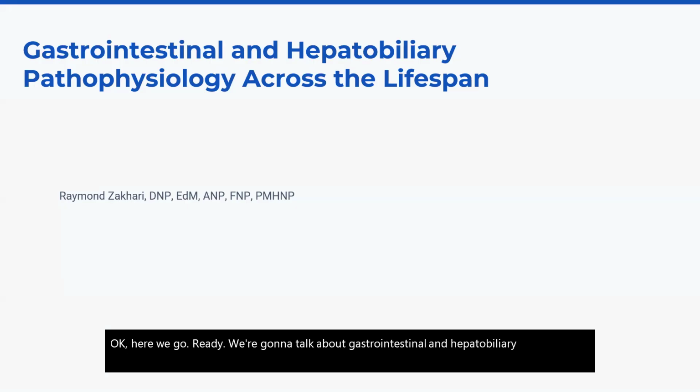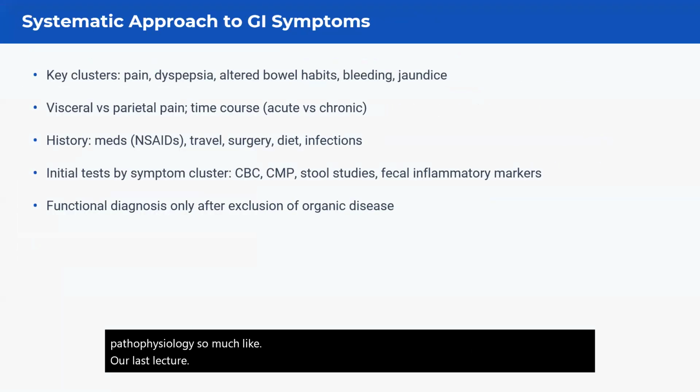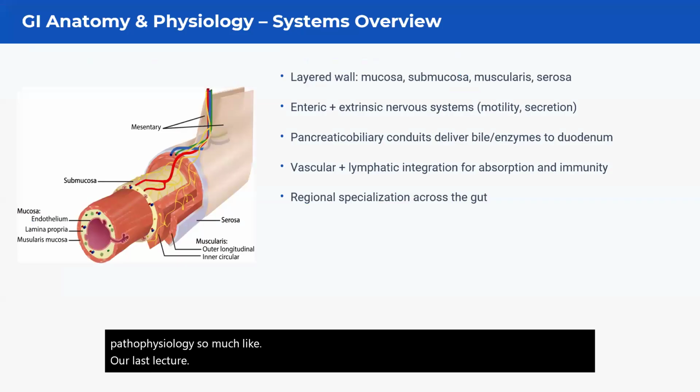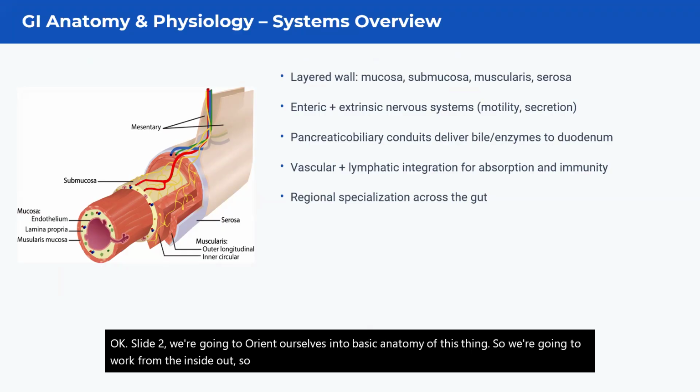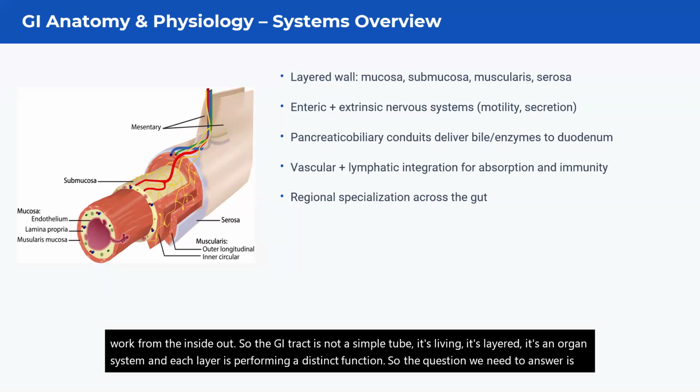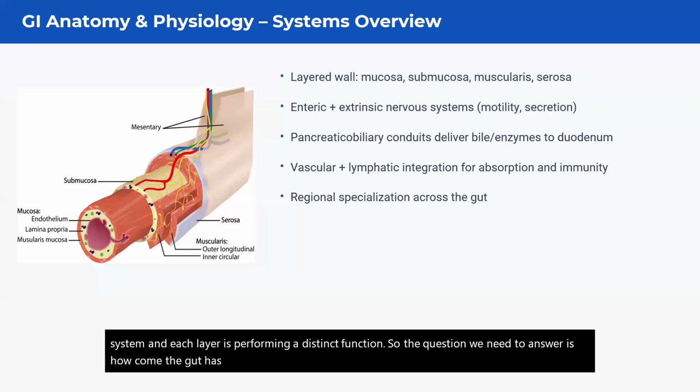So much like our last lecture, okay, slide two, we're going to orient ourselves into basic anatomy of this thing. So we're going to work from the inside out. The GI tract is not a simple tube. It's living, it's layered, it's an organ system, and each layer is performing a distinct function. So the question we need to answer is, how come the gut has four distinct layers rather than being one flexible wall? Each layer from mucosa to serosa is forming this specialized division of labor.